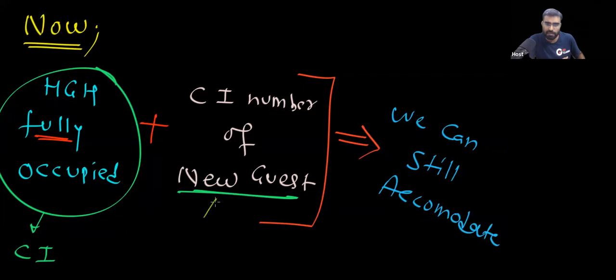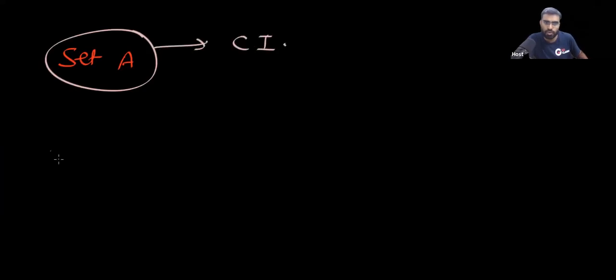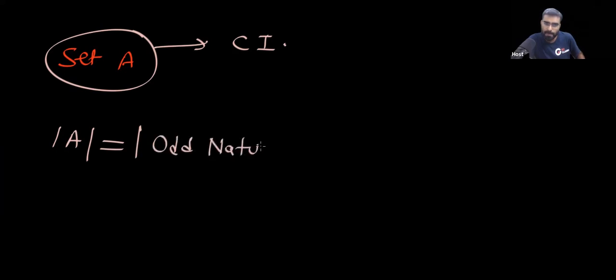Let's call it set A. So tell me, this set A, do you guarantee this set A? Remember this set A is countable infinite. Yes or no? So tell me, can I say that the cardinality of this set is the same as the cardinality of odd natural numbers? Do you agree with me? Yes or no? Because both are countable infinite.